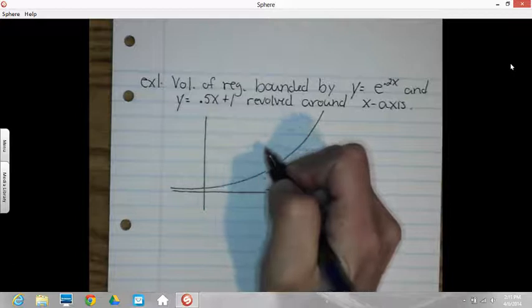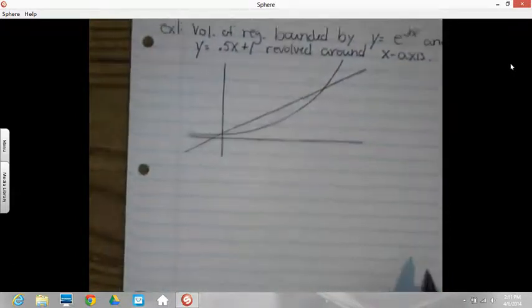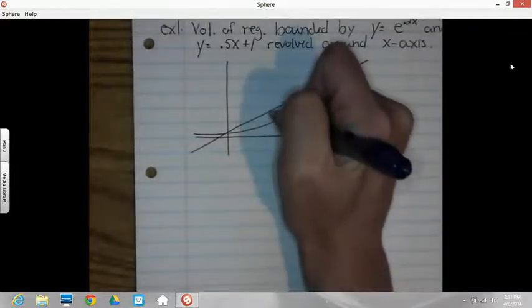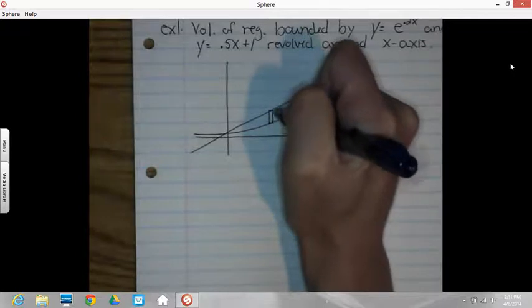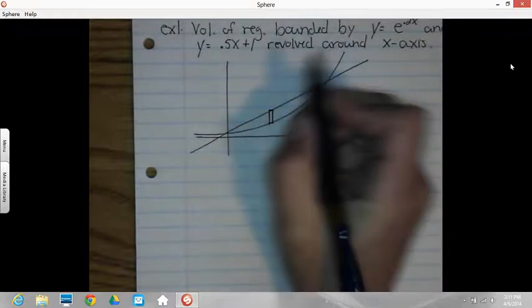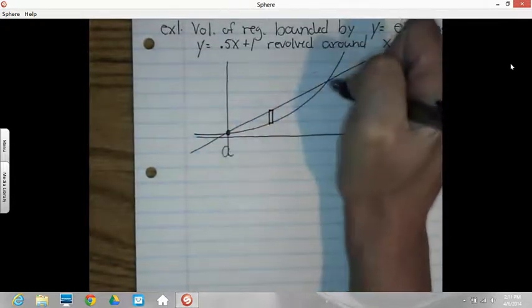Okay, when I draw my rectangle, I have to touch each function. So I know I'm going to draw them top to bottom here, and I'm revolving around the x-axis. So I know I want x boundaries. Here's my a, here's my b on the x-axis. I'm going to find that first.